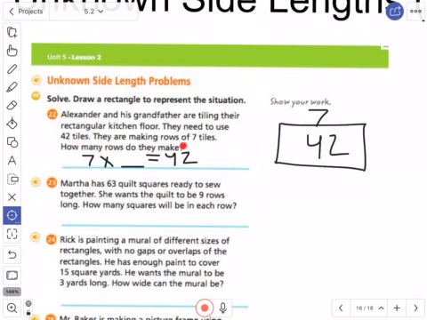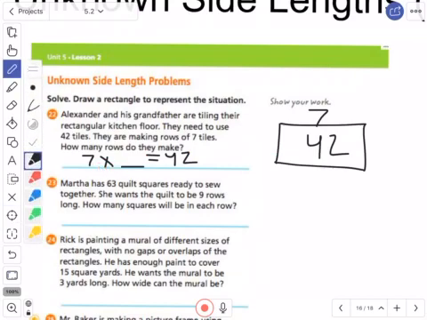Because it's an area multiplication division problem. Because they're talking about rows. Rows is always an area problem with multiplication division. 42 is the total, and they're making rows of 7 tiles. So 7 tiles go in each row. So that's why I can do it this way, or again, I could have done also 42 divided by 7 equals blank. You can do it either way.